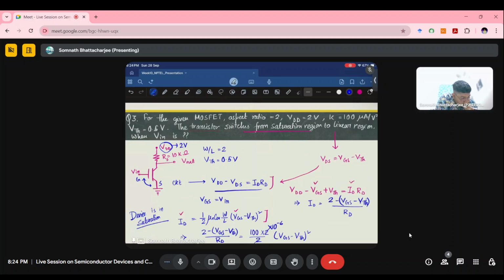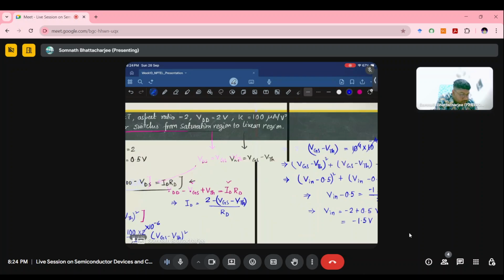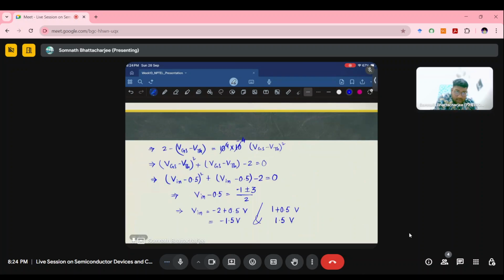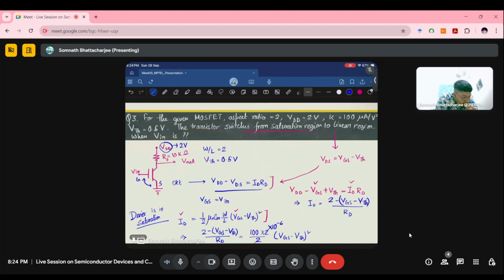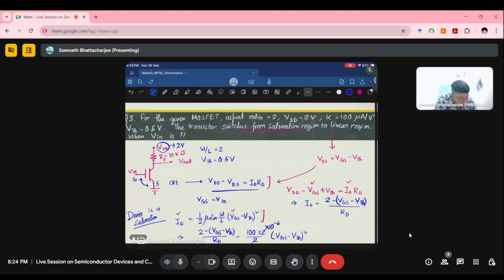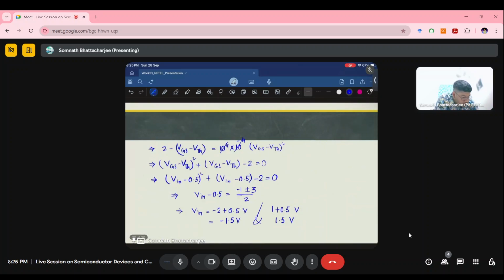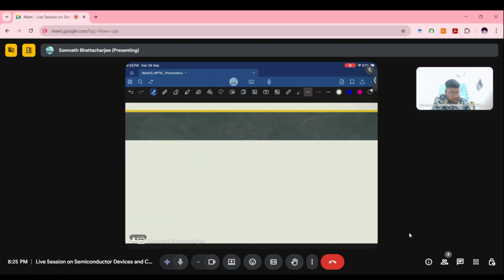Yes, 1.5 volt, because it cannot go below the threshold voltage, right? Yes. I was searching for that value here. That was 0.5. So sorry, this is the wrong value. The value will be 1.5 volt. Okay, so let's move on to the next one.